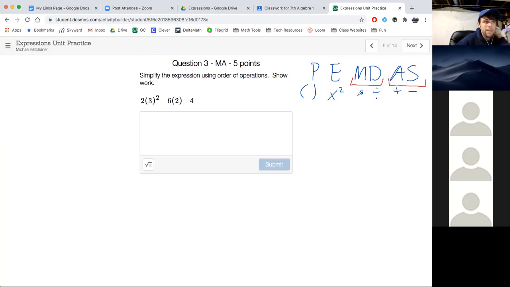With these two steps, they're combined, whichever one comes first. If multiplication is on the left, we do multiplication first. If division is on the left, we do division first. Same with adding and subtracting.